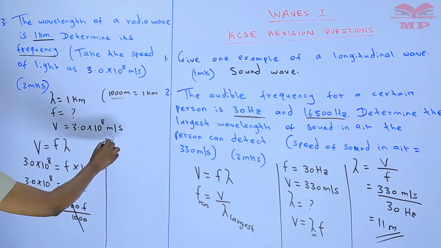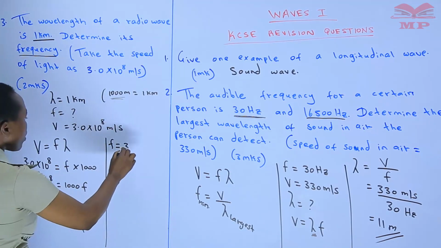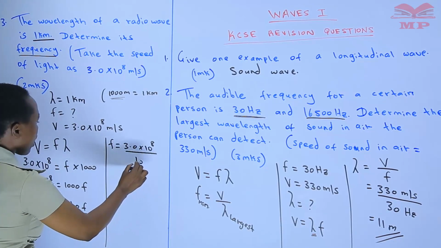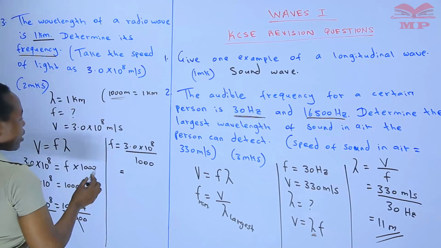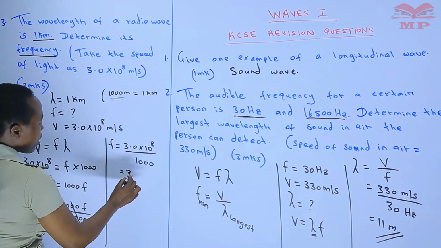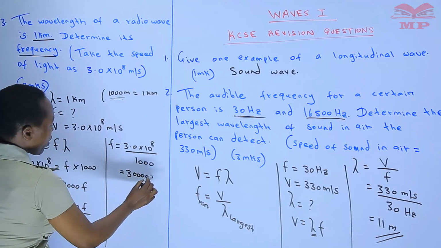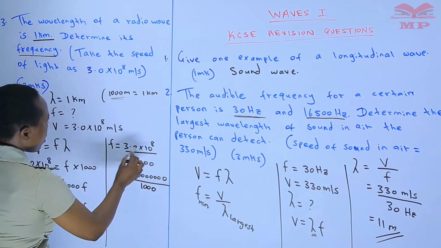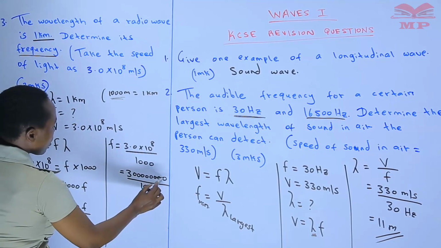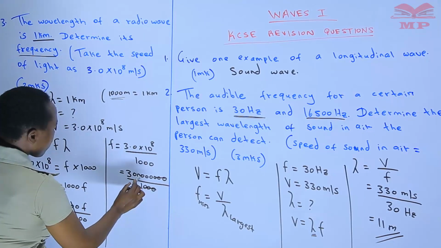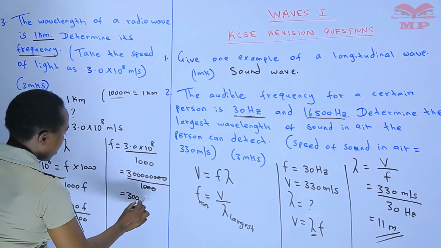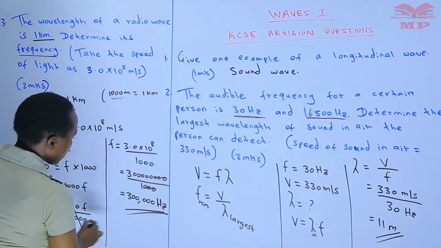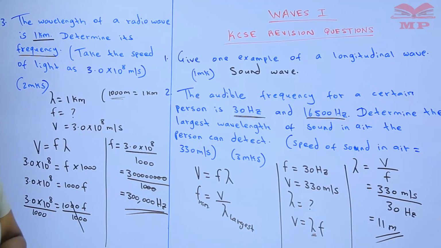so that we can get our frequency as 3.0 times 10 power 8 divided by 1,000. This is the same as 1, 2, 3, 4, 5, 6, 7, 8 divided by 1,000. So we divide by 1,000 and we end up having 300,000. That's our frequency in hertz. So our answer will be 300,000 hertz.